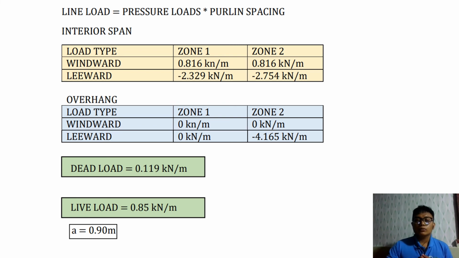For leeward, for zone 1, negative 2.329 kilonewton per meter, and for zone 2, that's negative 2.754 kilonewton per meter. For overhang, we have for zone 2, the leeward, negative 4.165 kilonewton per meter. And for dead load, we have the uniformly distributed dead load of 0.119 kilonewton per meter and live load of 0.85 kilonewton per meter. So the A here is the 0.9 meters.